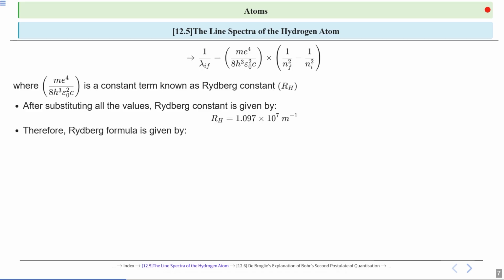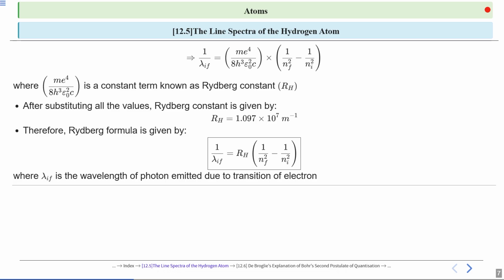With this value, we can now write the Rydberg formula in a much simpler form. Here is the simplified Rydberg formula: 1 divided by lambda equals Rh times the difference between 1 over nf squared and 1 over ni squared. This boxed equation is the one you will use most often to solve problems about hydrogen spectral lines. Finally, let's clarify that lambda is the wavelength of the photon that is emitted when an electron transitions from a higher energy level to a lower energy level. The greater the difference between ni and nf, the shorter the wavelength and the higher the energy of the photon.